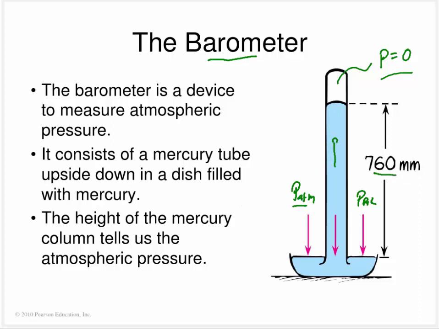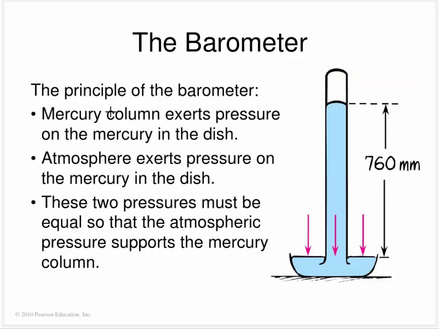And it turns out that that height for a typical scenario is going to be 760 millimeters, and the old-school barometers actually read how many millimeters of mercury there are. So the height's going to tell us the atmospheric pressure.